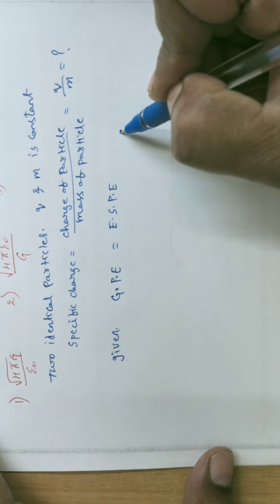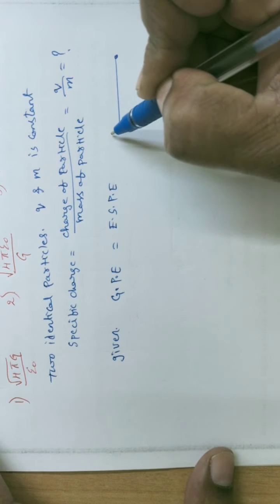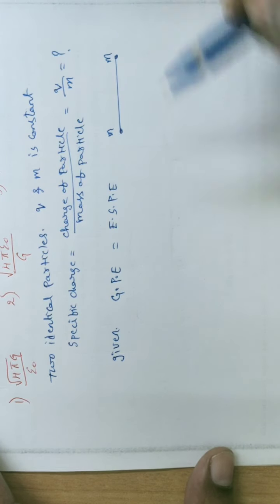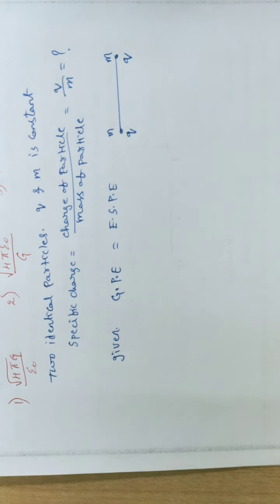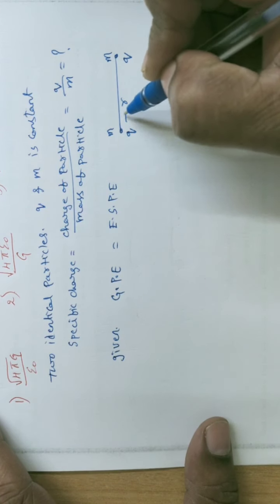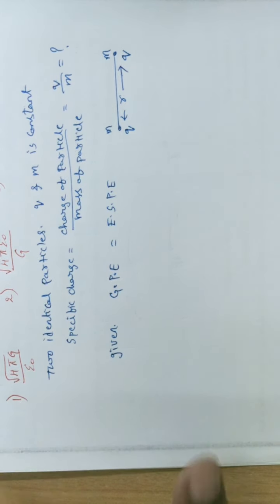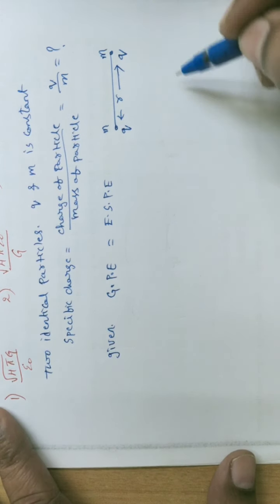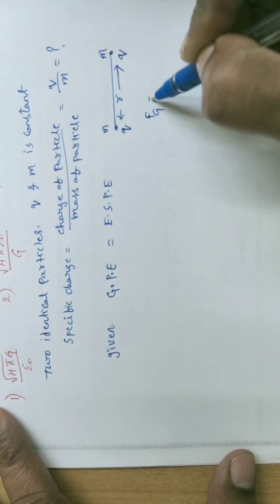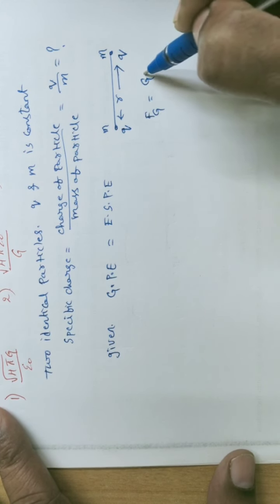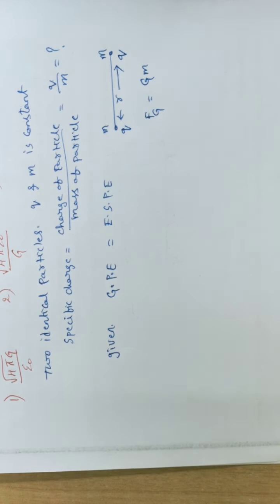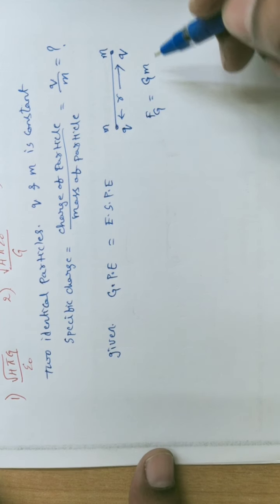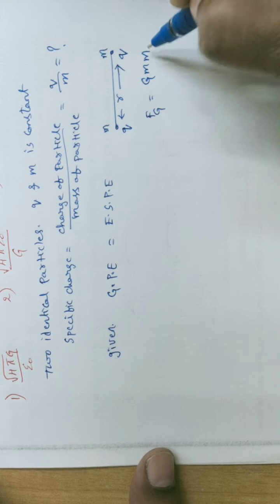Here I am roughly representing one thing. For example, this is the first particle having mass m, this one also has mass m, this has charge q, and this one also has charge q. In between there is some equidistance, so in both conditions r remains constant. From gravitation we know the formula G m1 m2 divided by r square, already known from previous chapters.